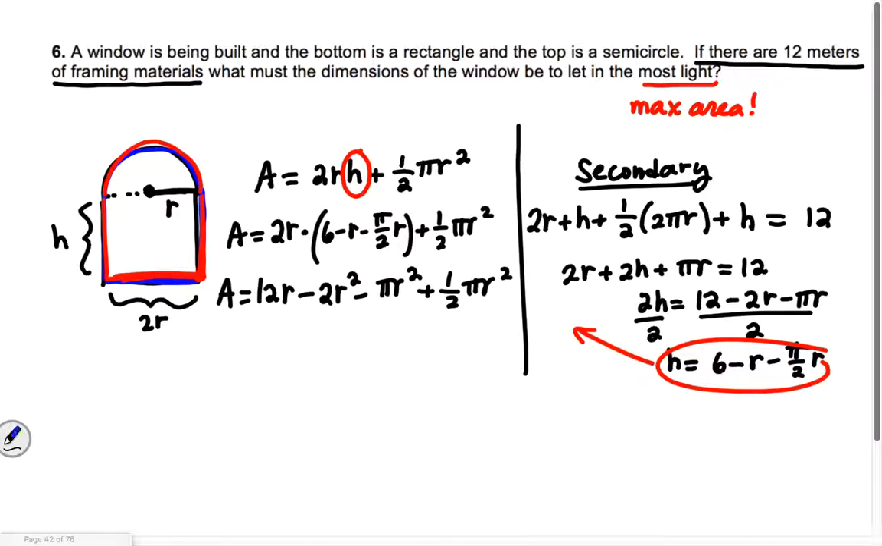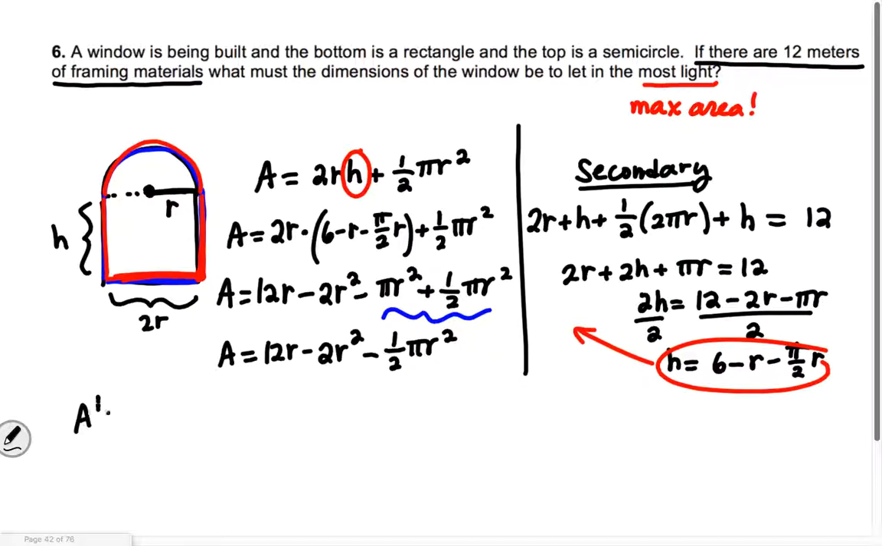So if you want to combine these, you could. What would you get when you combine a negative pi r squared plus a positive 1/2 pi r squared? Yeah, you get negative 1/2 pi r squared. So if you want to do that, go for it. Or you can just take the derivative from here. Maybe I'll combine them. Sometimes we forget to combine, but it's fine because you're going to take the derivative anyway and it will work out.